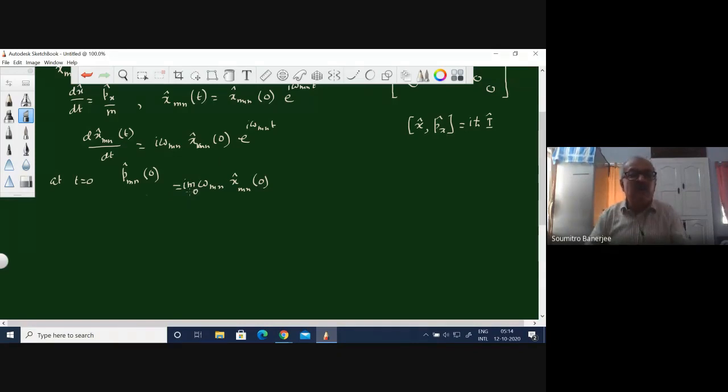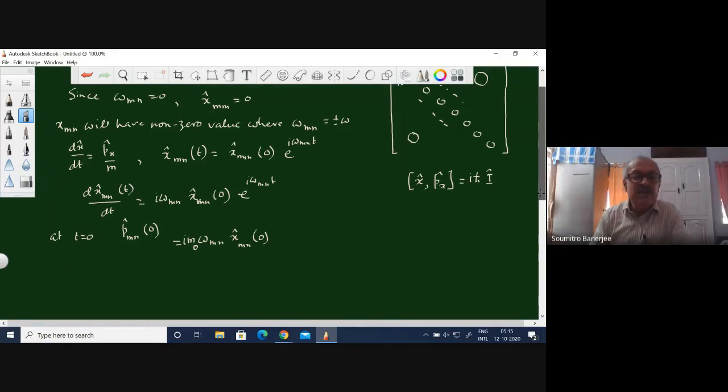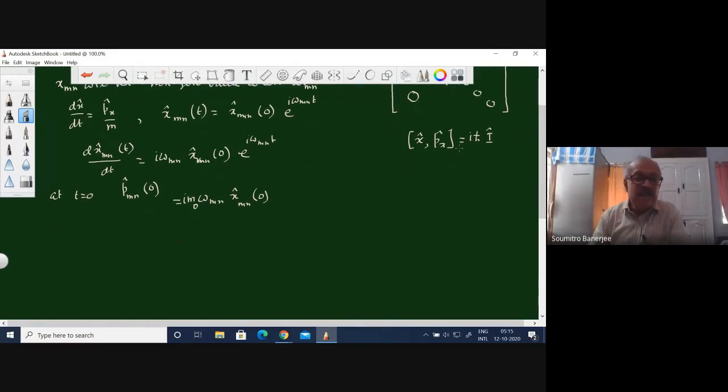Good. So we have obtained a relationship between the x matrix elements and the p matrix elements at time t0. Since they're directly related, wherever the matrix elements of X are non-vanishing, the matrix elements of P should also be non-vanishing at the same locations. At other locations, it should be 0. This equation tells us that.